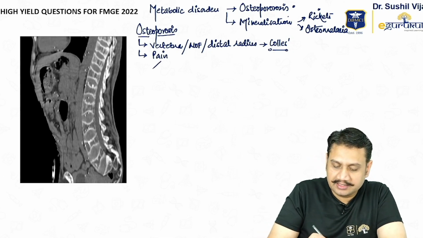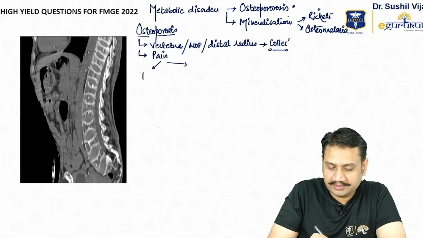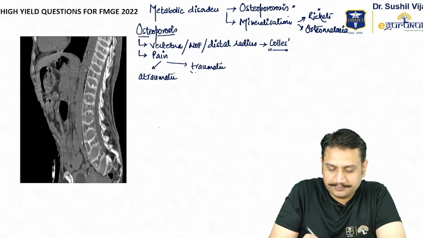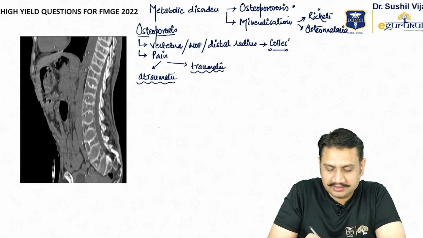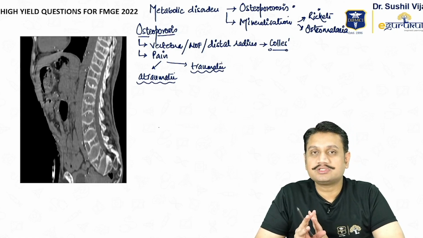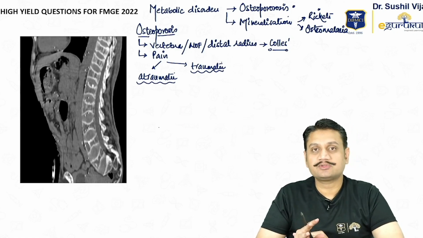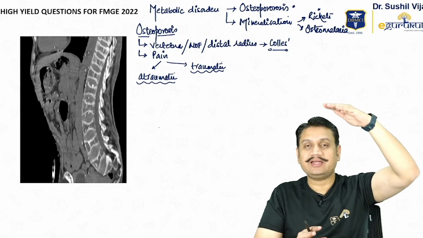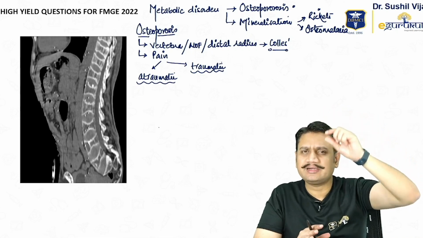Now this pain can be traumatic or atraumatic. It can be atraumatic, happening without trauma, or it is traumatic. So when it is without trauma, the vertebrae are causing pain to an old lady. If you have ever observed your grandmother, when she was young the height was a little more, and now that she is old, the height has gradually decreased a little bit.